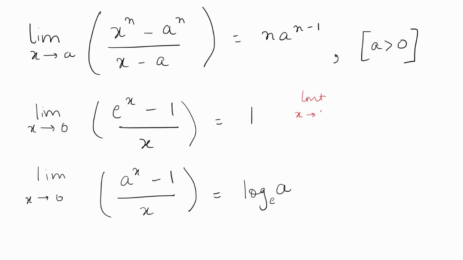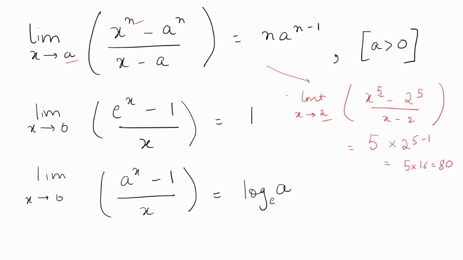Here I have taken a as 2. If I have x to the power 5 minus 2 to the power 5 by x minus 2, understand that this is exactly in this form. My a is 2 and n is 5. Whenever you have two numbers with the same power and exactly in this form, I can write this as n, which is 5, into 2 to the power 5 minus 1, which is 5 into 16, which is 80. Okay, so this is the example for this one.